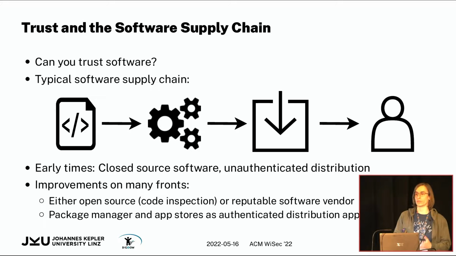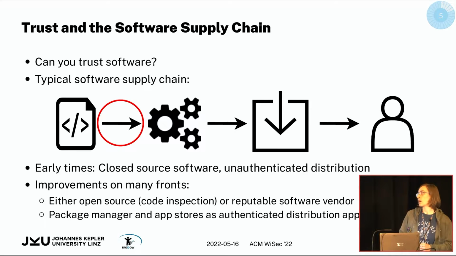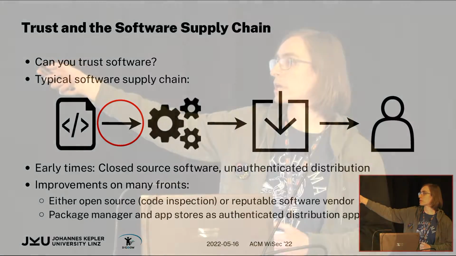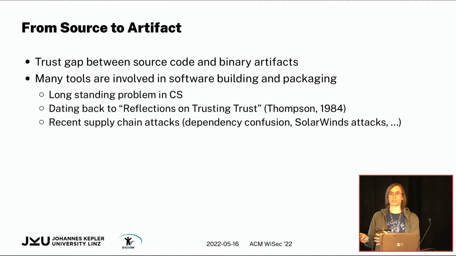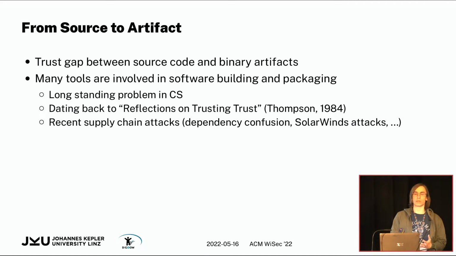But what I'm going to focus on today is actually something else. I'll focus on the step between source and the build process and the binary artifact that we arrive from that. That gap between source and binary artifact is what we are going to look at here today. Now, the problem with this is mainly that building software nowadays is a very complex undertaking. We have many tools that are involved in the software building and packaging process. It has been noted, this is actually quite a long-standing problem.